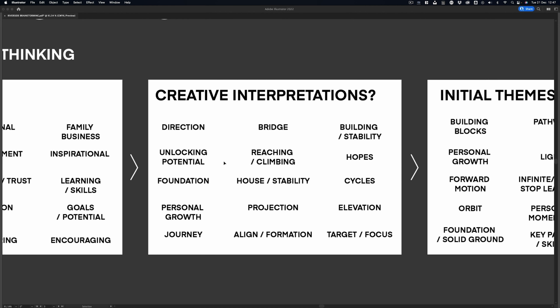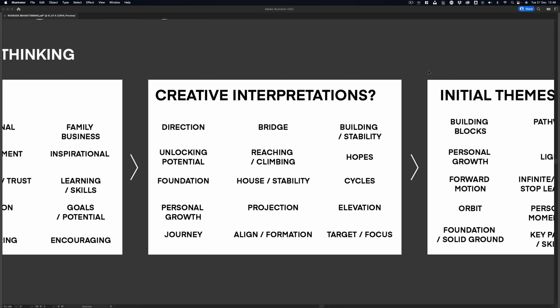So here we've got some qualities, and then what I like to do is think of creative interpretations for these qualities. This is just trying to interpret these words creatively to see if there are any sparks or cool ideas to take me forward. What I came up with here was a series of words such as direction, bridge, building, stability, unlocking potential, reaching, climbing, hopes, foundation, cycles, personal growth, projection, elevation, alignment, formation, journey, target and focus, and things like that. These are just words that creatively interpret the qualities.